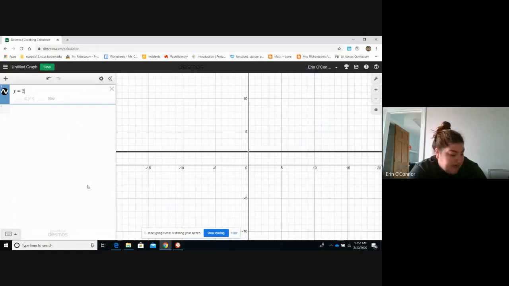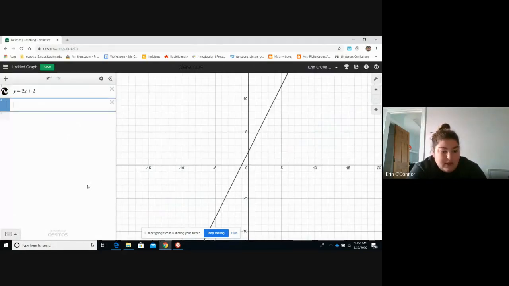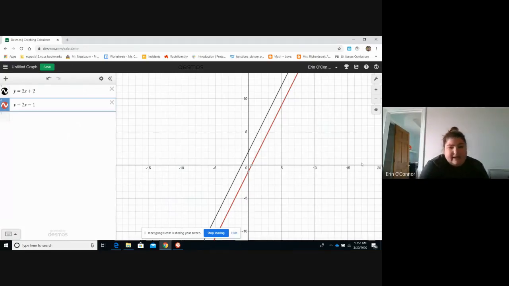y equals 2x plus 2, and y equals 2x minus 1. As you can see, we have 2 parallel lines. And if we have 2 parallel lines, we have a no solution system. So I'm going to plot these 2 parallel lines real quick. Again, especially when you're using Desmos, this does not need to be exact. You just need to know that they're parallel lines and have a couple points to corroborate.